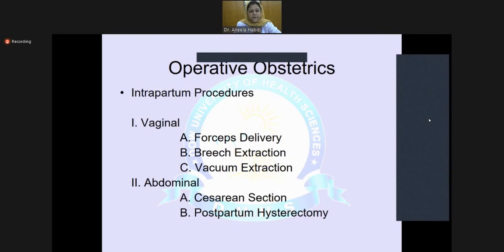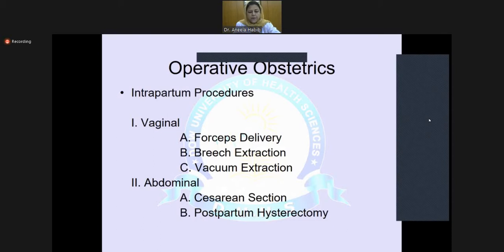In operative deliveries, intrapartum procedures may be vaginal or abdominal. In vaginal instrumental delivery, you may apply forceps or the vacuum. With the vacuum, you do an extraction, and with the forceps, you do a delivery. Breech extraction is done when the patient comes in labor and you need to conduct a delivery in a fully dilated patient. You know the procedure, how you are going to conduct that.